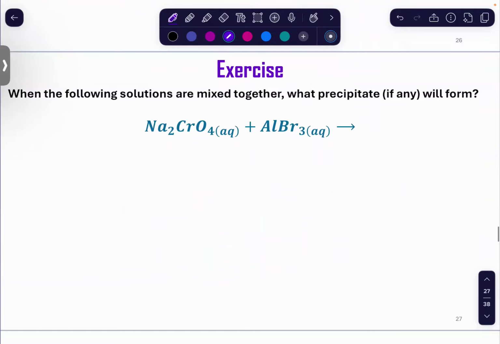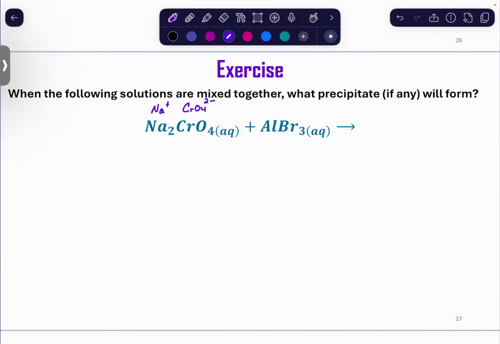All right, let's work on a few of these. When the following solutions are mixed together, what precipitate, if any, will form? Okay, well, can you name this one? So you see we have sodium. We know that each sodium is a 1 plus. There's two of them. So whatever this is has to be a -2, and that is your chromate ion. So you have sodium chromate.